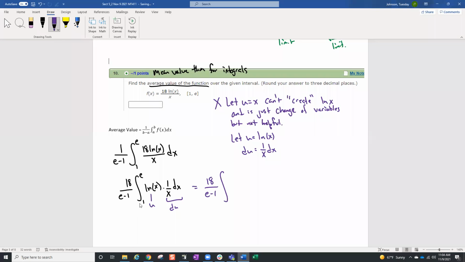These are called limits of integration. So when x equals 1, u equals the natural log of 1, which is 0. And when x equals e, u equals the natural log of e. What power do I put on e to get e? That's a 1.